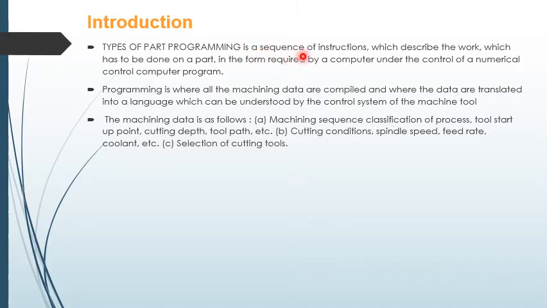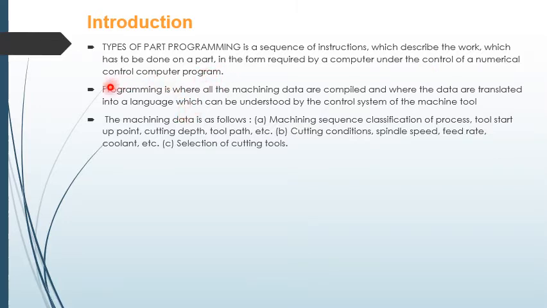It's a sequence of instructions which describe the work which has to be done on a part, in the form required by a computer under the control of a numerical control computer program. So there is a complete sequence of instructions to be carried out on a part, required by a computer under the control of a numerically controlled computer program.